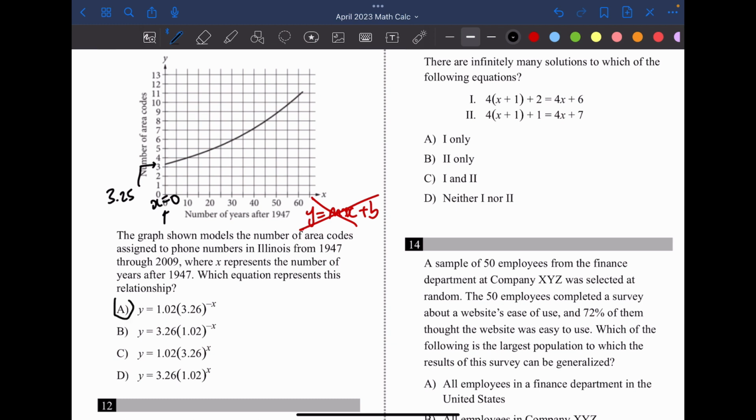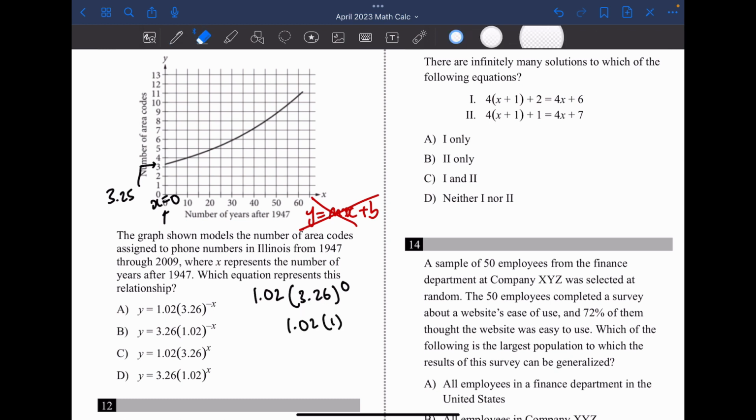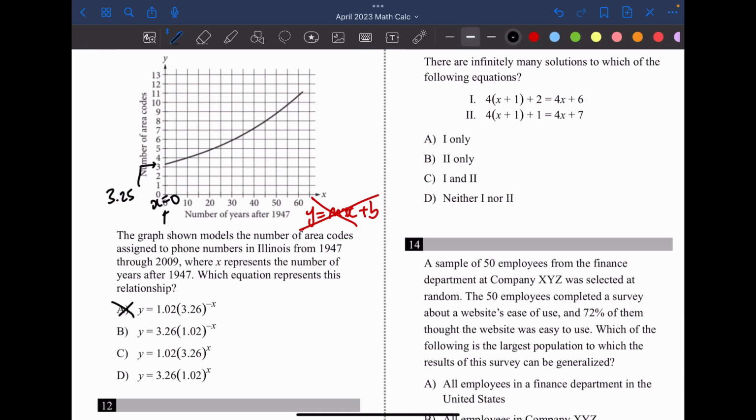First of all, let's try A. If you plug in x is equal to 0, you would have 1.02 times 3.26 to the power of negative 0, which is the same as to the power of 0. This would be 1.02 times 1, because anything to the power of 0 is 1. And this would be 1.02. Is 1.02 between 3 and 4? No. So this has to be wrong because we did not get a y value that we want. So A is wrong.